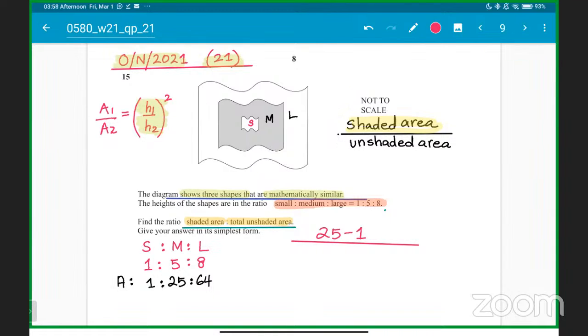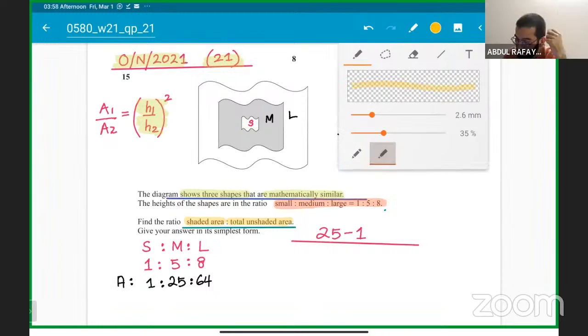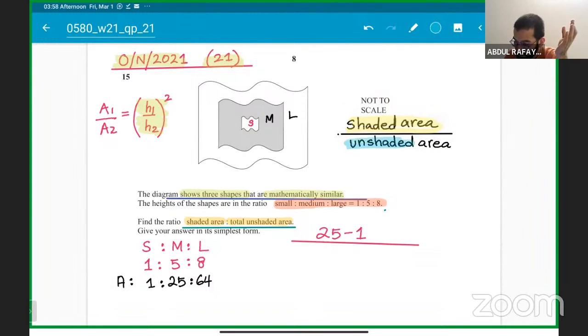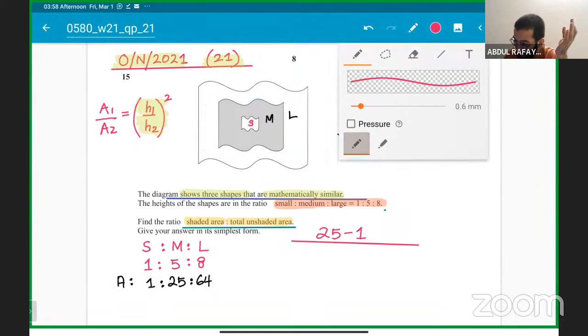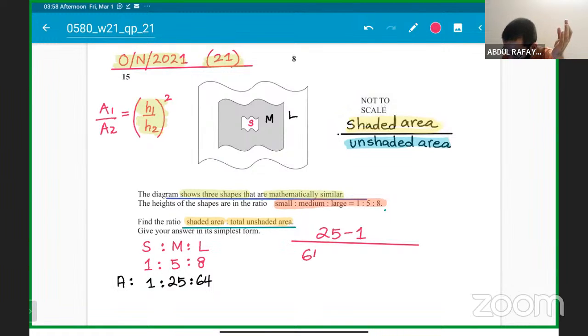Okay, then what about the unshaded? Any questions, anyone? What about the unshaded area? The unshaded area is the large one. But again, the same thing: what's the problem with the large one? The large one encompasses the medium and the small one as well.